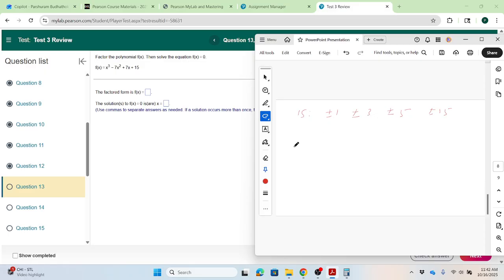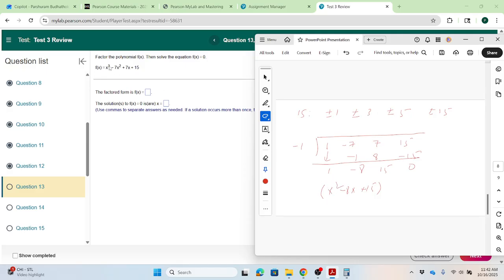Yes. So if we check with negative 1 and then use synthetic division, 1 is the coefficient of x cubed, negative 7 is x squared, 7 is x, and 15. You bring down here. So negative 1, negative 8, positive 8, 15, and negative 15, that's a 0. So the remainder is 0. So this is the leftover factor, which is 15 plus negative 8x plus x squared.